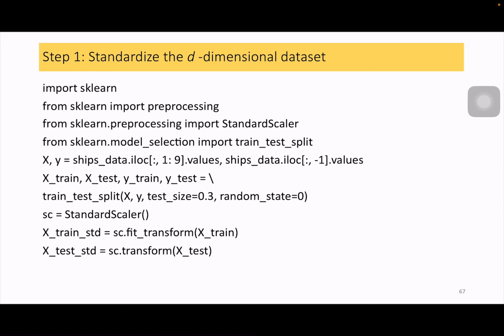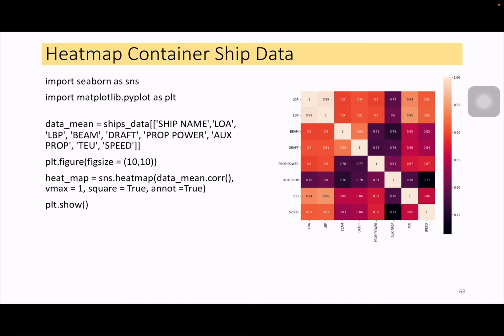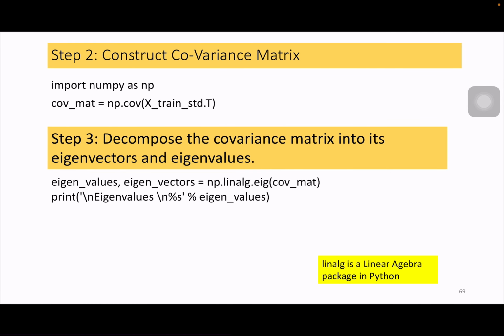Yeah. Then the first step is to standardize the d-dimensional data set, where you import from sklearn. You then do the standard scaler fit transform, and then the test set transform. The second step is to come up with a heat map, where heat map equals sns.heatmap of the data's correlation, where the maximum value is 1, square is true, and annot is equal to true. Step 2 is to construct a covariance matrix, where you have a covariance of x and y, but in this case, the covariance matrix could be a covariance of x and the standardized data.